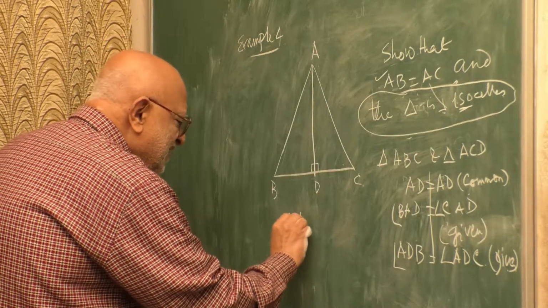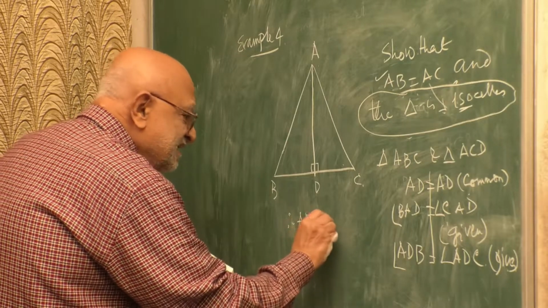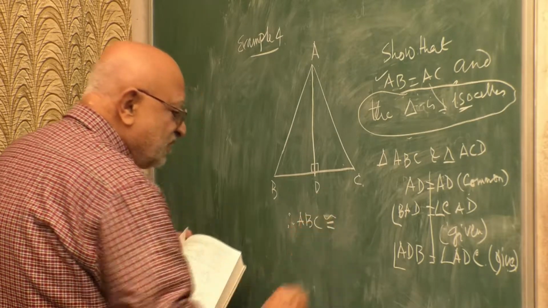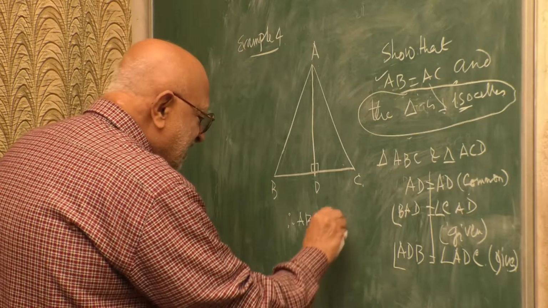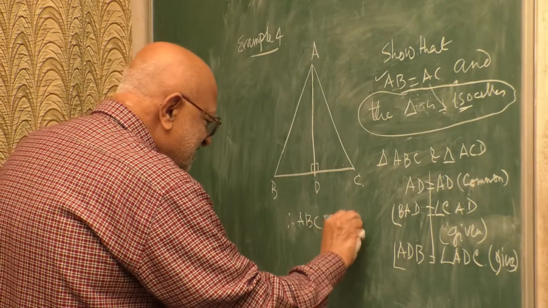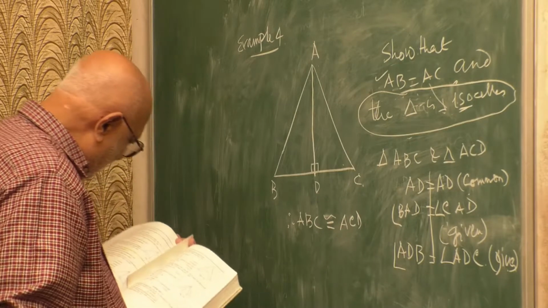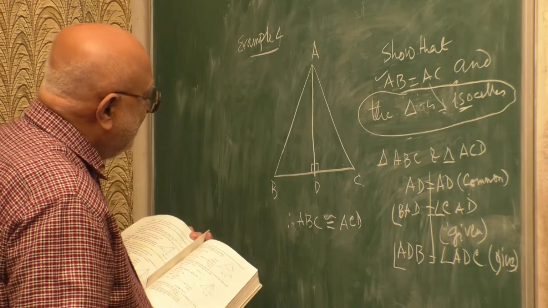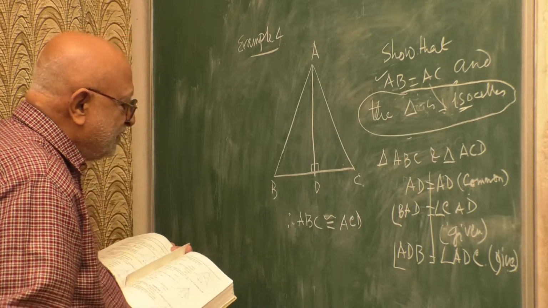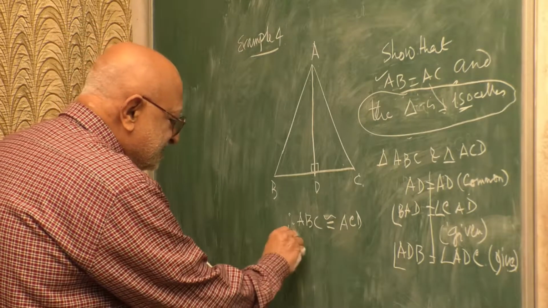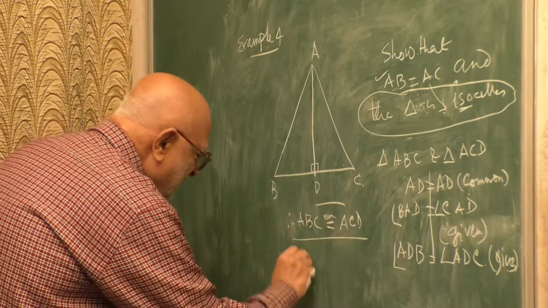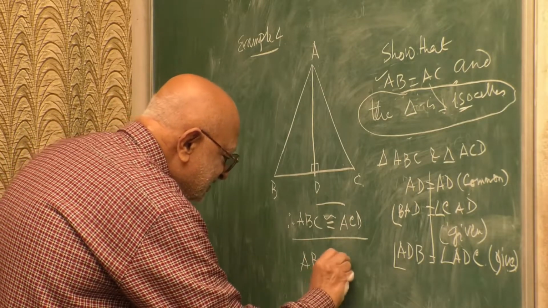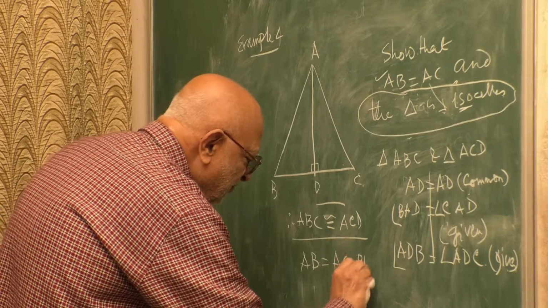Therefore, triangle ABC is congruent to triangle ACD. And what I have to prove? I have to prove that AB is equal to AC. So since this is congruent, AB would be equal to AC. Proved.